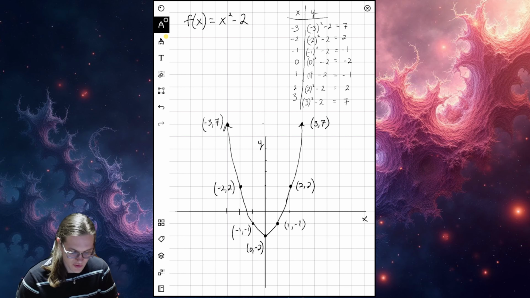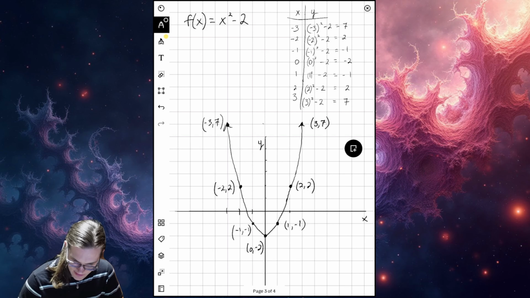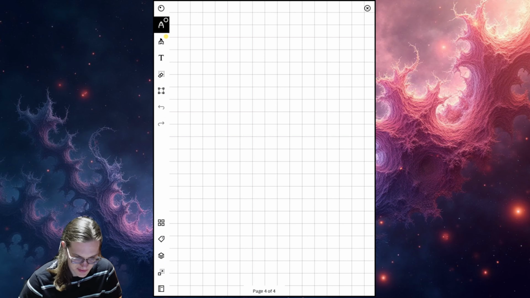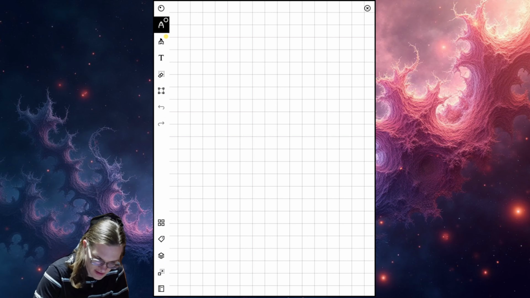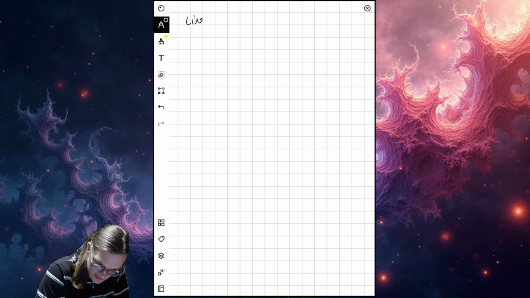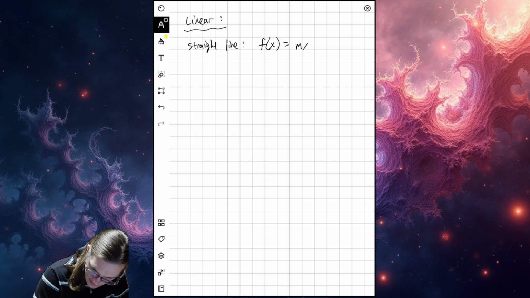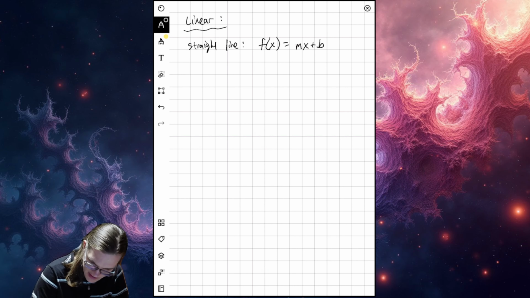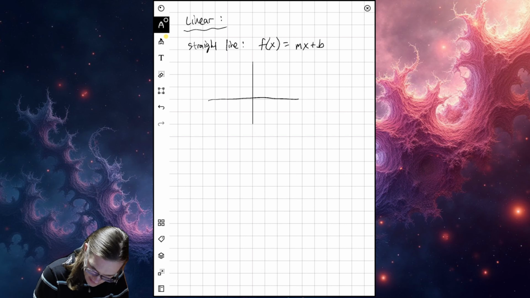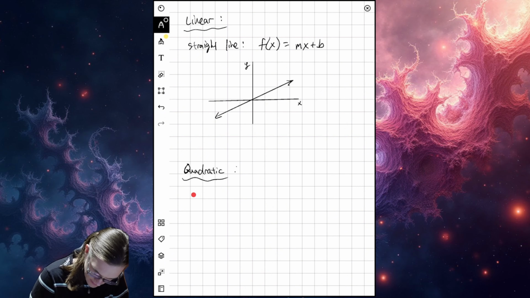And so the more you work with various functions, the more you'll start to recognize these basic shapes of a function. Like we have a linear function, as we've done a few times now, which is a straight line. And the equation looks like mx plus b. The graph looks like a straight line. Okay, straight line. And then we have our quadratic, right, which is a U shape. And the equation looks like this.